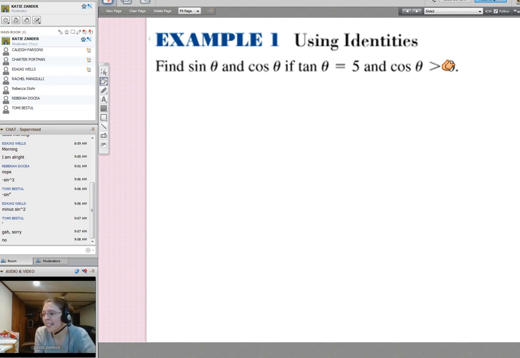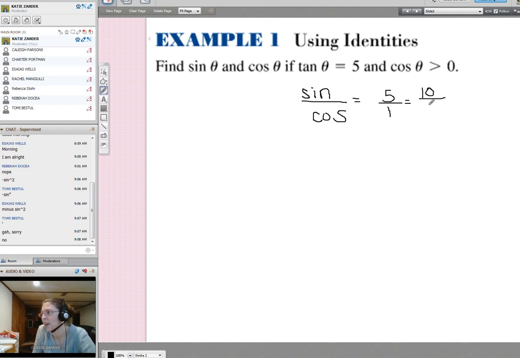All right, there's lots of different possibilities that we can come up with though, because I know tangent is sine over cosine. And there's lots of different ways that we can have that equal 5. We can do 5 over 1. We can do 10 over 2. We can make that 15 over 3. The possibilities are almost endless with what we can come up with for sine and cosine. So we're going to need a little bit more to go off of here. And that's where our identities come into play.